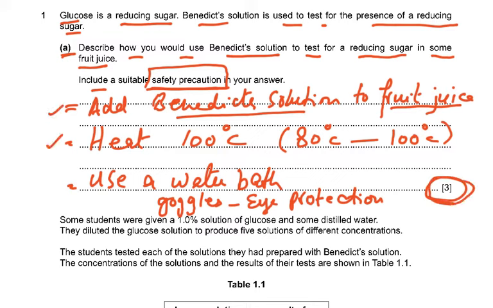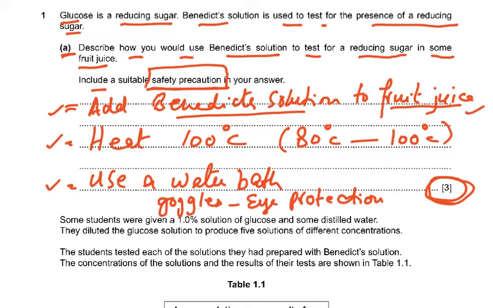So you realize, there were only 3 marking scheme points. You couldn't have given me anything else. There was no fourth or fifth point. You had to give me add Benedict solution to the fruit juice, heat in a water bath. If you said heat in a water bath, yes, you'd get 2 marks. It's not the sentences I'm looking at, it's the material which I'm looking at. If you said heat using a water bath, I would give you your 2 marks.